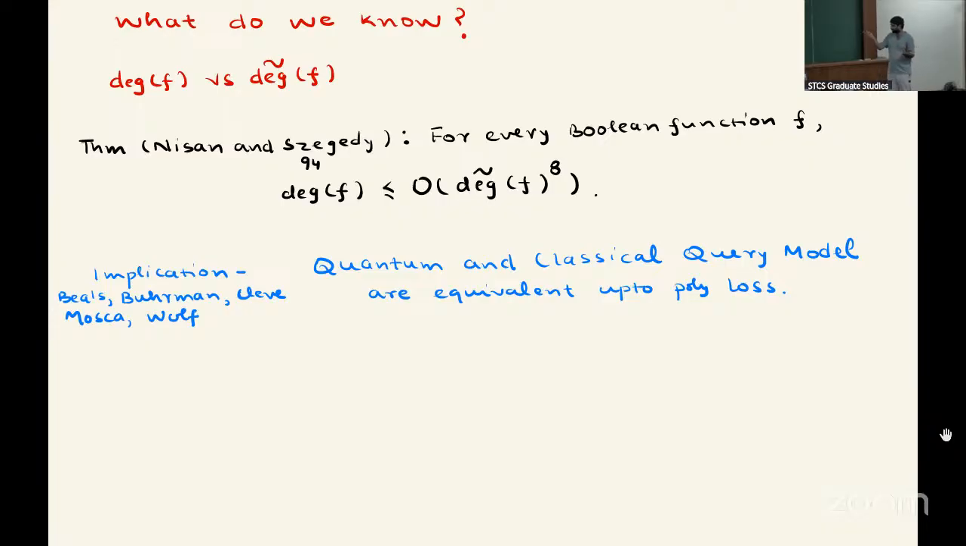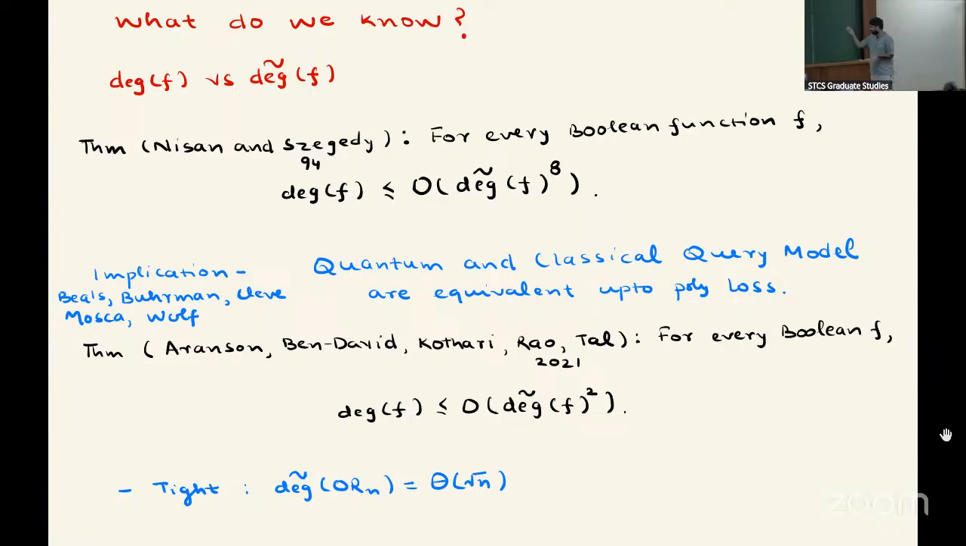It has been optimized. I'll just say this. This was early 90s when Nisan and Szegedy had this result, and later on, late 90s, there was this implication by work of Beals, Buhrman, Cleve, Mosca, and de Wolf. Using this relationship and more work, they showed that quantum and classical query complexity are equivalent up to polynomial loss. So they managed to show that the quantum and classical worlds are the same through this approximate degree relationship.